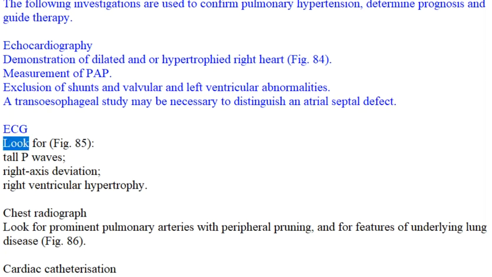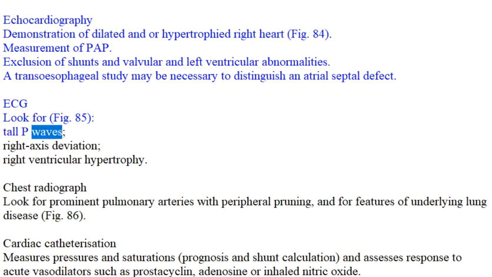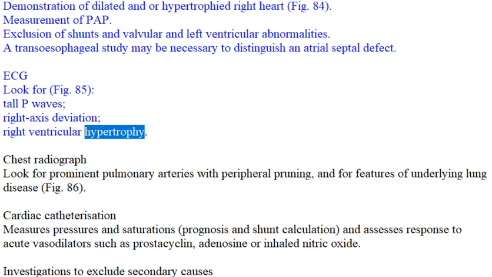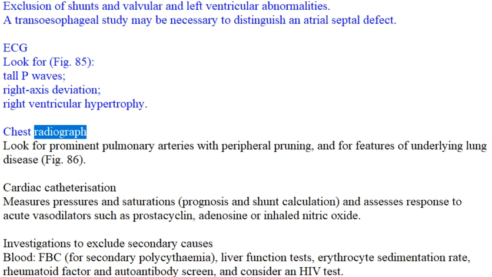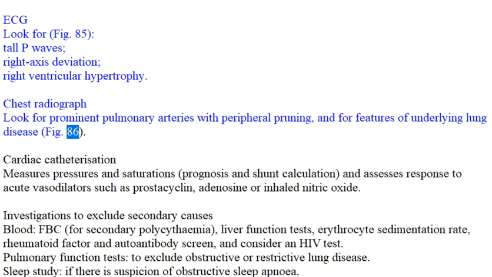ECG. Look for Fig 85. Tall P waves. Right axis deviation. Right ventricular hypertrophy. Chest radiograph. Look for prominent pulmonary arteries with peripheral pruning, and for features of underlying lung disease, Fig 86.